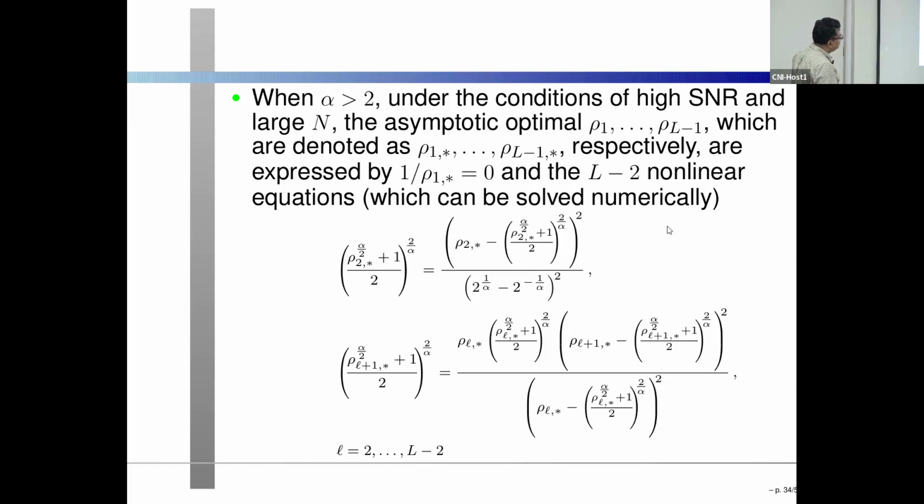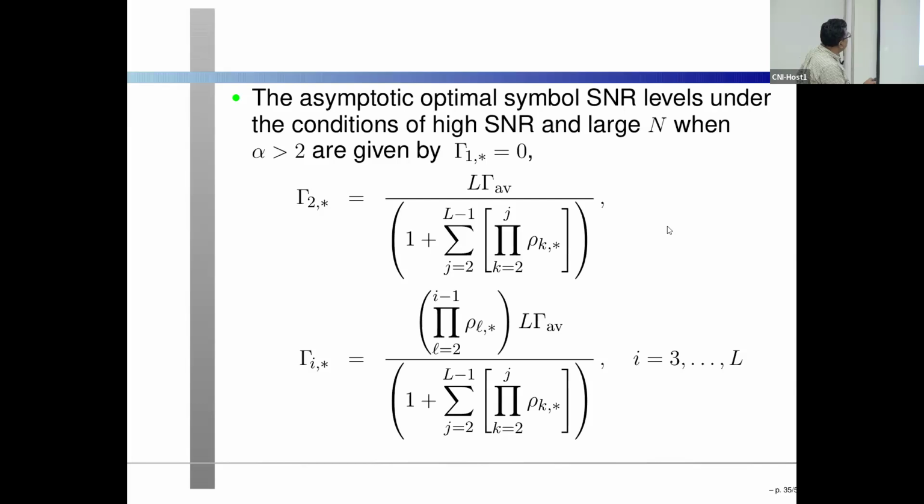But it's a nested recurrence, it's not explicit, like, it is not in the form of rho L plus 1 is equal to a function of rho L. No, it's a nested one, you have to calculate from this. This is for alpha greater than 2. This is the best you can do, and interestingly for alpha greater than 2, the first level will be 0, the optimum, and the rest you can put in terms of rho, like this.